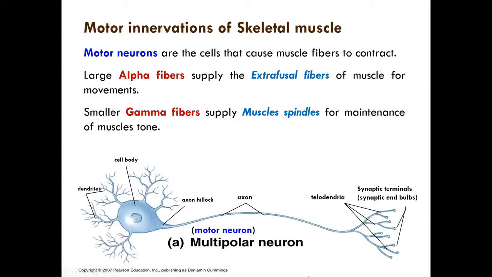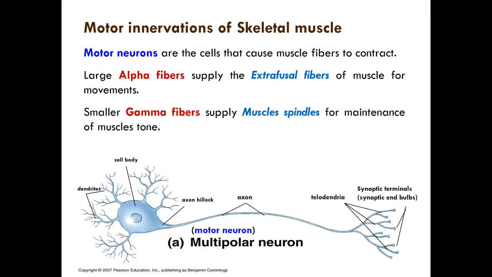Now, motor innervation of the skeletal muscle. Because we are going to discuss the neuromuscular junction, we need to know something about the neurons that supply the muscles. Motor neurons are the cells that cause muscle fibers to contract. Obviously these are of two types. Alpha fibers supply the extrafusal fibers of the muscle for movements, and gamma fibers supply the muscle spindle for the maintenance of muscle tone.